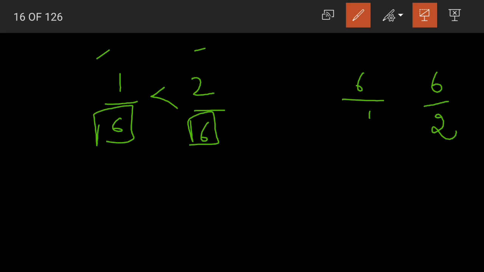Now what we need to do here is compare the denominators, and the important point to note is that the fraction with the smaller denominator will be our greater fraction. Understood children? In case of numerators, the greater numerator gave the greater fraction, but in case of denominators, the smaller denominator will be our greater fraction. Okay?